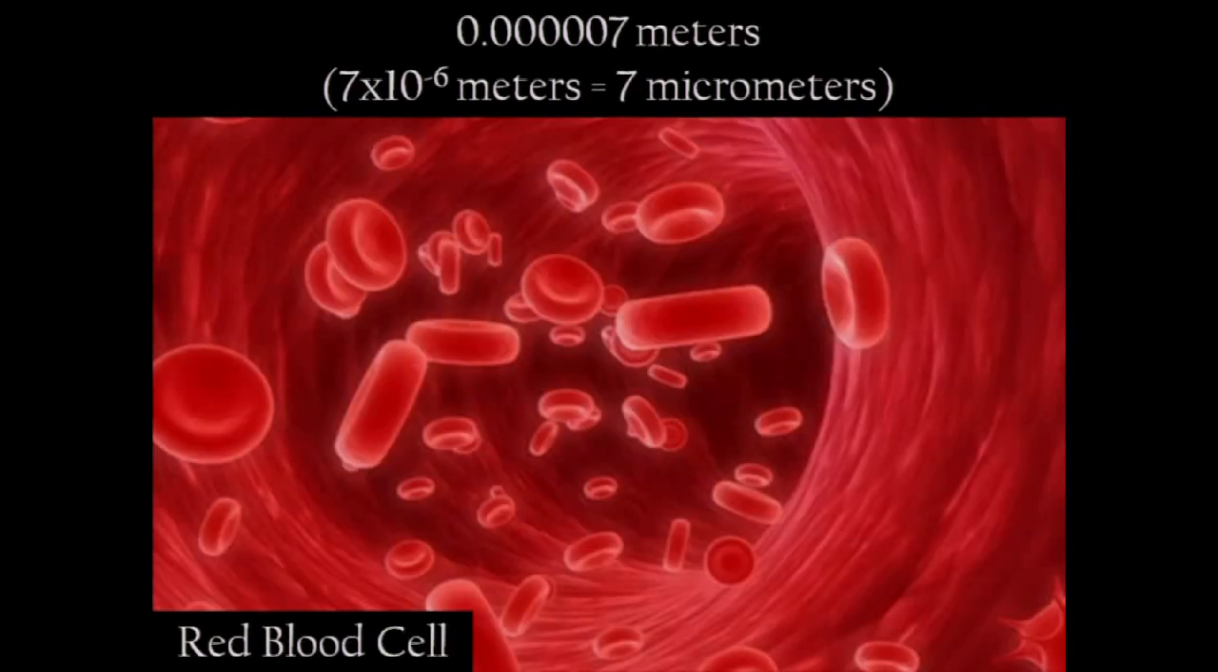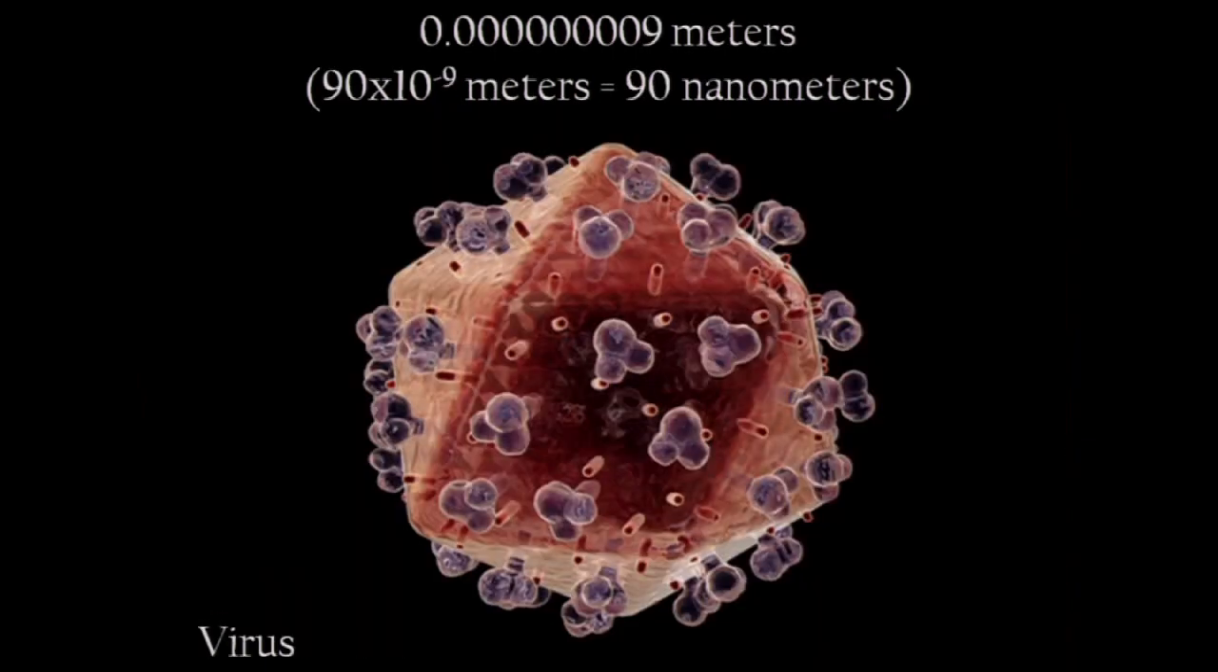If you were to look inside your blood vessels or your veins, you'd see red blood cells with a microscope. The average size of a red blood cell is about 7 micrometers. So again, about 7/1,000,000th of a meter. Going to even smaller length scales, if you were to look at different viruses, the average size of a virus is about 90 nanometers. Here, this is the HIV virus.